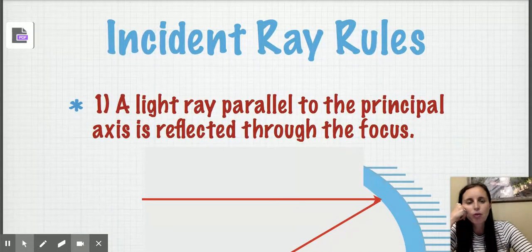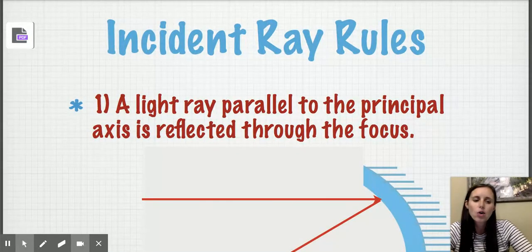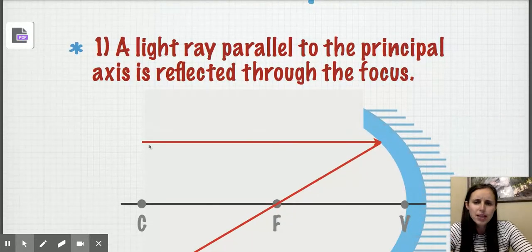All right, we have 4 incident ray rules that we're going to look at. These incident ray rules are going to take into account C, F, and V. So we have a couple rules that, based off of curved mirrors, these light rays are always going to follow. Let's take a look at our first rule.